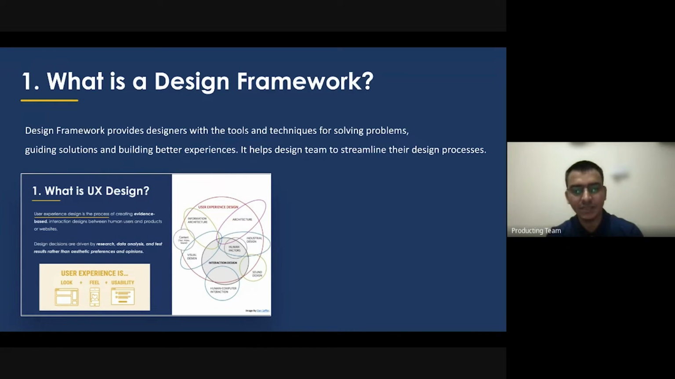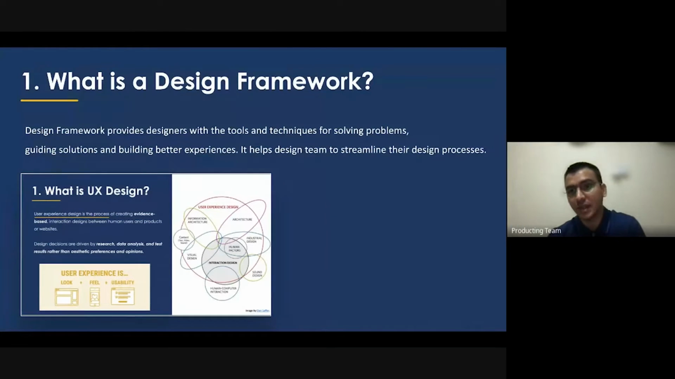Now we'll jump into, if you see on the right hand side, user experience design is very complicated, right? There are lots of elements in it. If you sit down and start looking at these aspects, your mind will go haywire, right? And hence it is advisable that every design team, every designer should start implementing or start using a design framework.